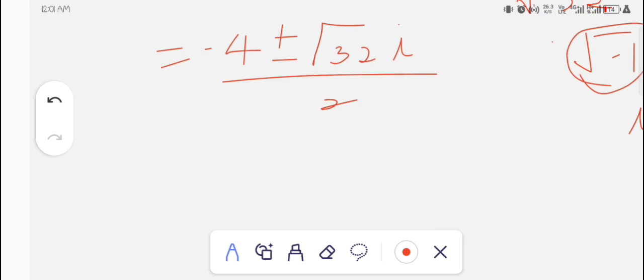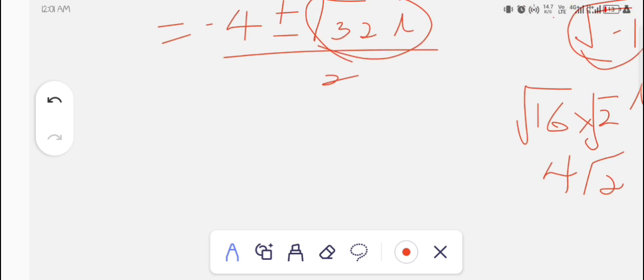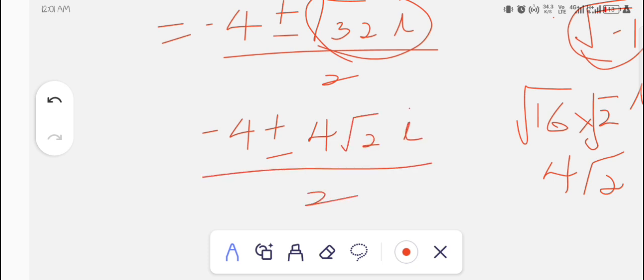Very good. Now, 32 is not a perfect square, right? But we have 16 times 2, right? So we have the root of 2 multiplying the root of 16. And the root of 16 is actually 4, so we have 4 root 2 here. And that is what we are going to substitute this way. Are we there? Good. So we say minus 4 plus or minus, right? 4 root 2 iota. Good. Upon what? 2. Does this make sense to us?